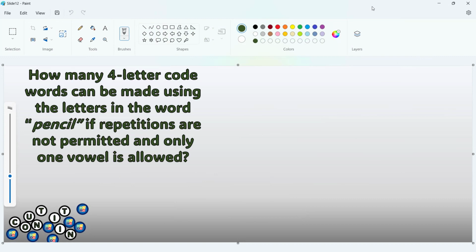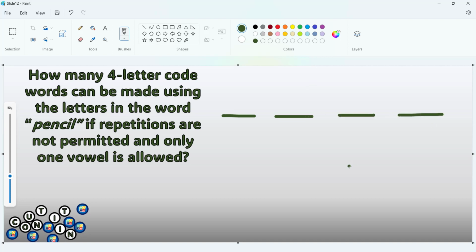How many four-lettered code words can be made using the letters in the word pencil if repetitions are not permitted and only one vowel per code is allowed? We can use here the idea of the fundamental counting principle in identifying the correct process and determining the answer to this situation. Take note that we have 6 letters in the word pencil, that's P-E-N-C-I-L, and we are to come up with the number of possibilities for a 4-letter code word.